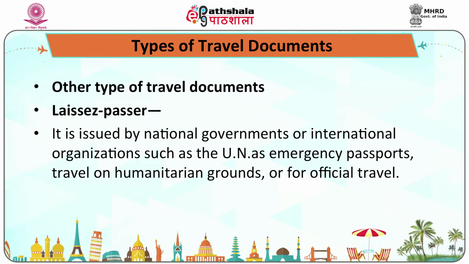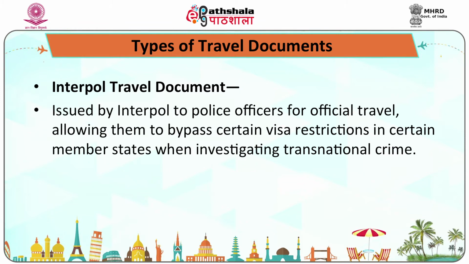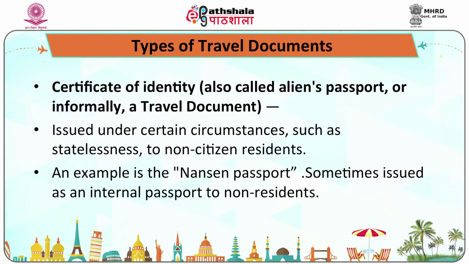Interpol travel document, issued by Interpol to police officers for official travel, allowing them to bypass certain visa restrictions in certain member states when investigating transnational crime. Certificate of identity, also called alien's passport or informally a travel document, issued under certain circumstances such as statelessness to non-citizen residents. An example is the Nansen passport, sometimes issued as an internal passport to non-residents.